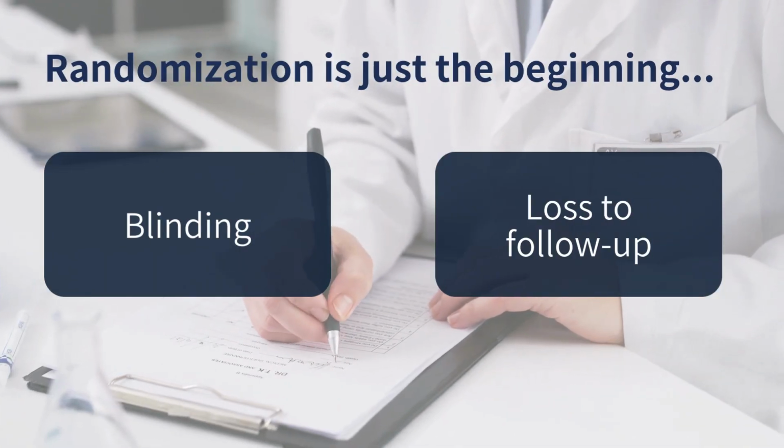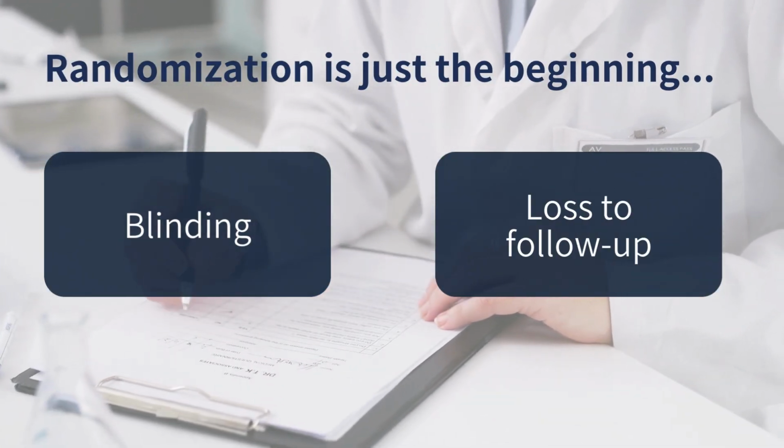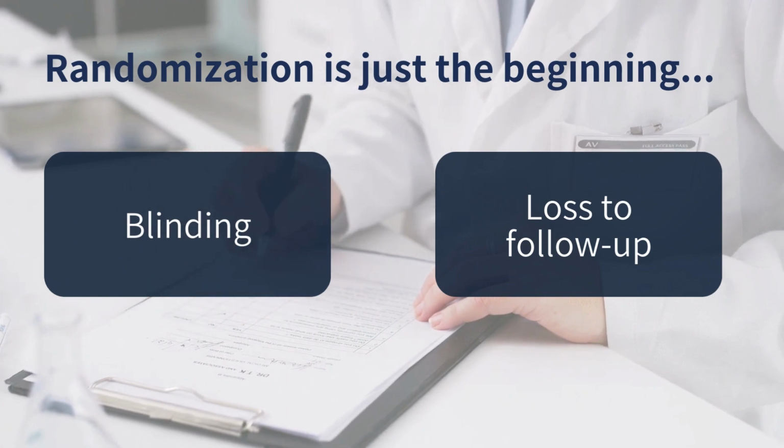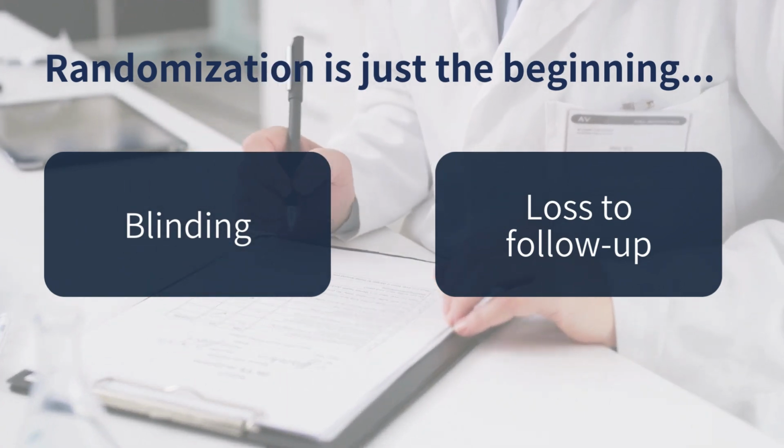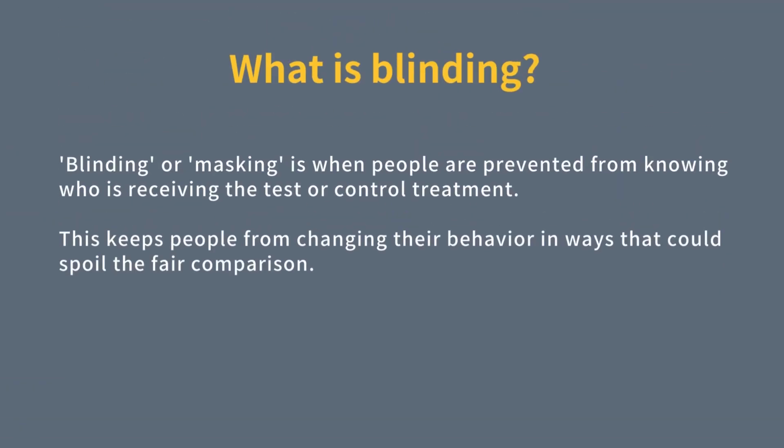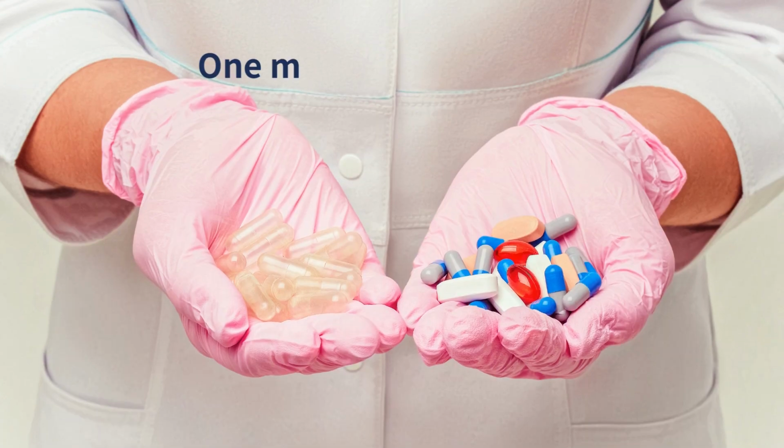While randomization is important for a fair comparison, it is just the beginning. Some additional things can help keep the comparison fair and objective in a randomized trial. We'll highlight two of these things: blinding and loss to follow-up. So, what is blinding? Blinding, also sometimes called masking, is when people are prevented from knowing who is getting the test or the controlled treatment. All of the different people involved in the trial, including the participants, doctors, researchers, and others, can often be blinded to treatment. When blinding is used and people don't know who is getting the treatment, this keeps people from changing their behavior in ways that could spoil the fair comparison.